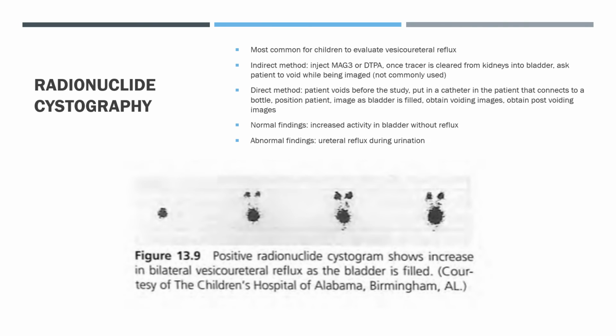So for cystography, I think this one's pretty interesting. Since I've been doing clinicals at Sunrise, I've been able to see this pretty often. Basically, this is done mostly on children, just to check for any reflux from the bladder back into the ureters. There are two methods to do this. I haven't seen the indirect method, where you would inject MAG3 or DTPA and then ask the patient to void while being imaged.